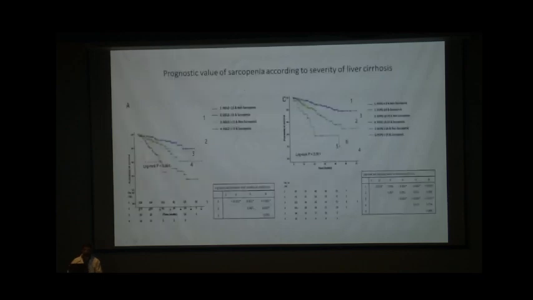This forest plot also shows that MELD less than 15 with non-sarcopenia had higher prediction of prognostic value in severity of cirrhosis, and also HVPG 6 to 9 with non-sarcopenia and sarcopenia performed better than higher HVPG and sarcopenia.